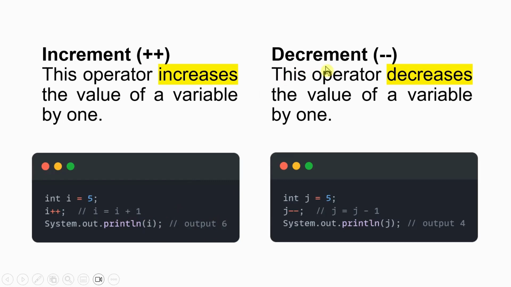Whereas the decrement operator is represented by two minus signs, where this operator decreases the value of a variable by 1. Similar to increment, if I declare an integer j equal to 5, but I do j--, this represents j equal to j minus 1. So when I print my j, I will get the output 4.